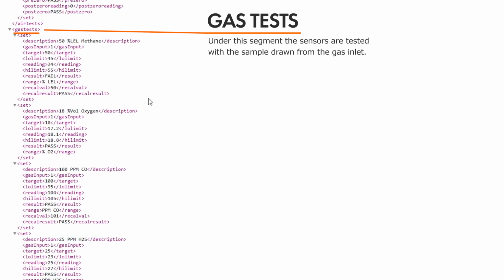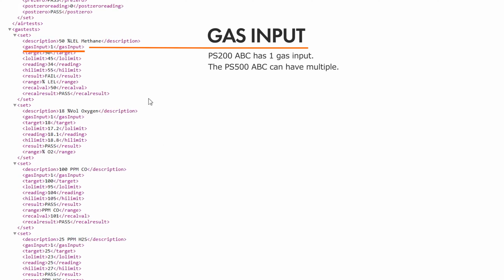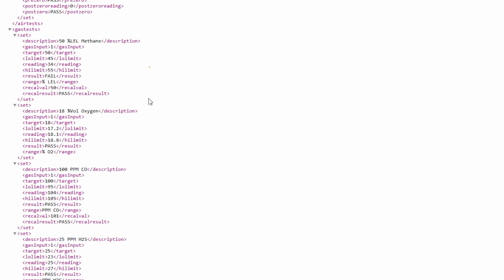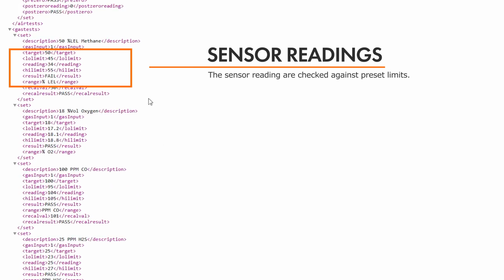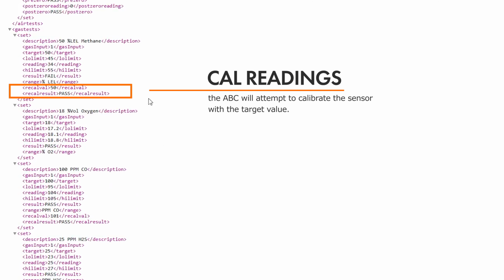Gas tests. Under this segment, the sensors are tested with the sample drawn from the gas inlet. Gas input. PS200 ABC has one gas input. The PS500 ABC can have multiple. Sensor readings. The sensor readings are checked against preset limits. Cal readings. The ABC will attempt to calibrate the sensor with a target value.